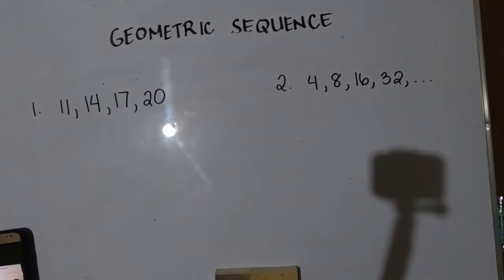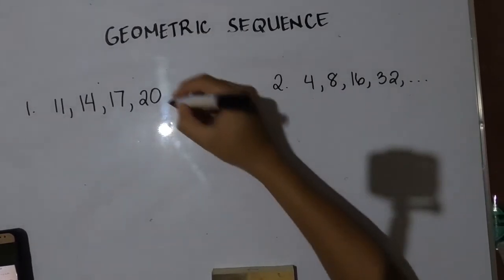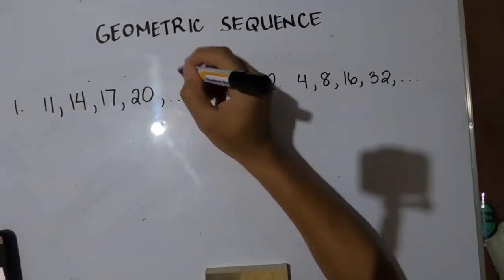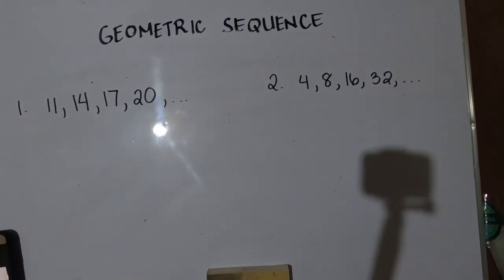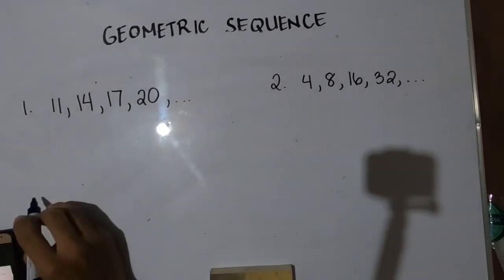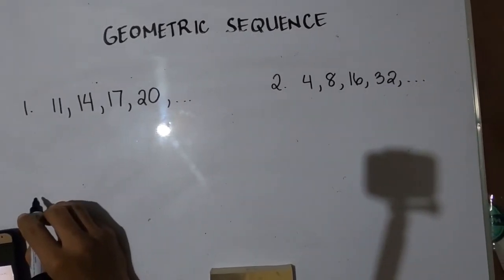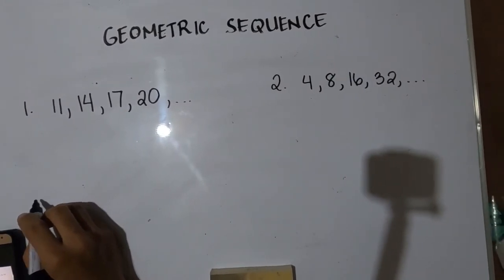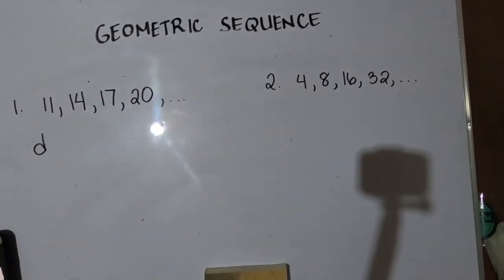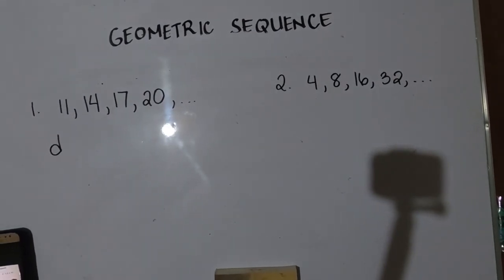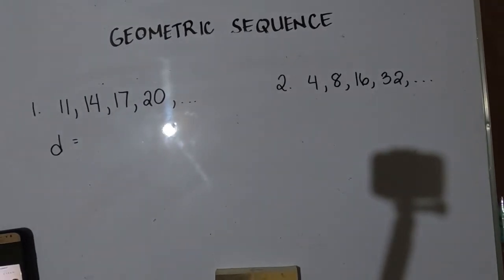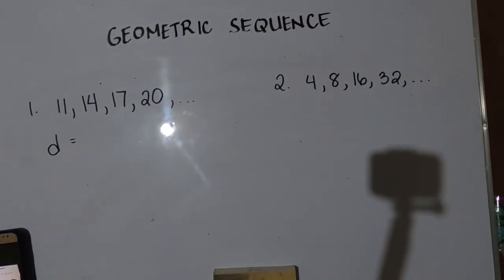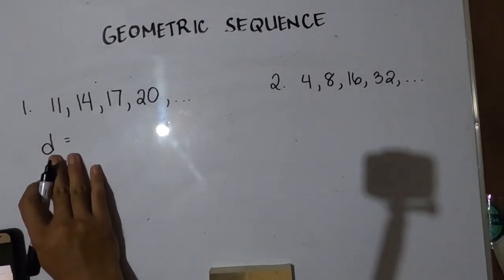Let's now check whether your answers are correct. Number 1, the given sequence is 11, 14, 17, 20, and so on. In this number, let's verify whether it is arithmetic or geometric. Let's verify whether it is an arithmetic sequence. If it is an arithmetic sequence, then it should have a common difference. Let's verify whether it has a common difference.